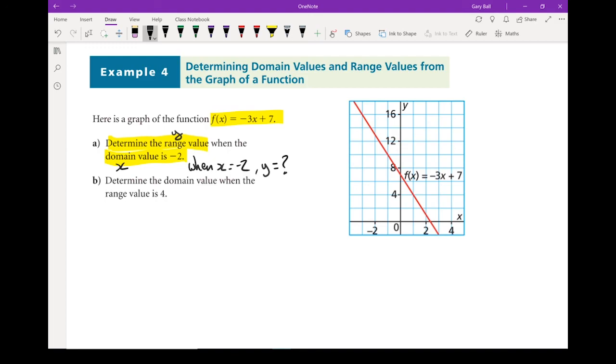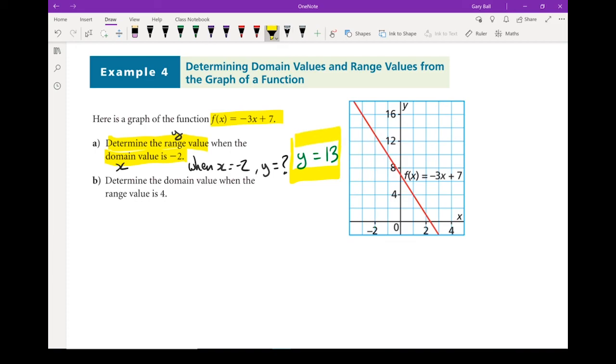Well, so let's solve that. Go to the negative 2 on the x. Go up and figure out what the y value is. There's my y right there, in between the 12 and the 14. So y equals 13.